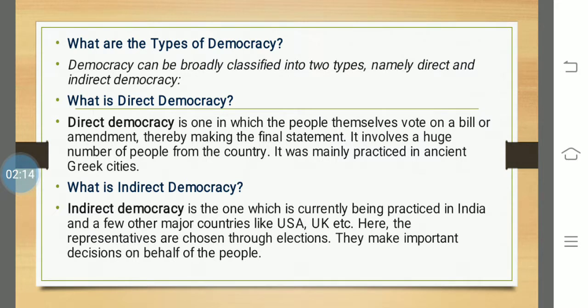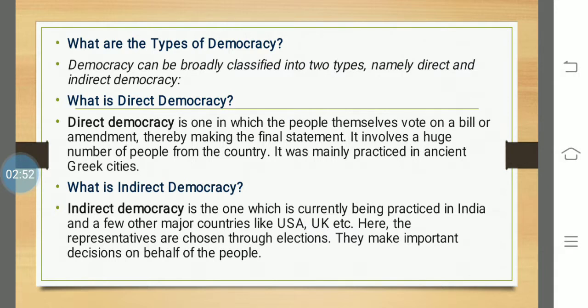And the second one is indirect democracy. So indirect democracy is the one which is currently being practiced in India and a few other major countries like USA, UK. Here the representatives are chosen through elections and they make important decisions on behalf of the people. All right, but what happens in indirect? We choose certain representatives, we choose certain leaders, and those leaders will take decisions on our behalf. Okay, and this is the most common form of the government or democracy, you can say.